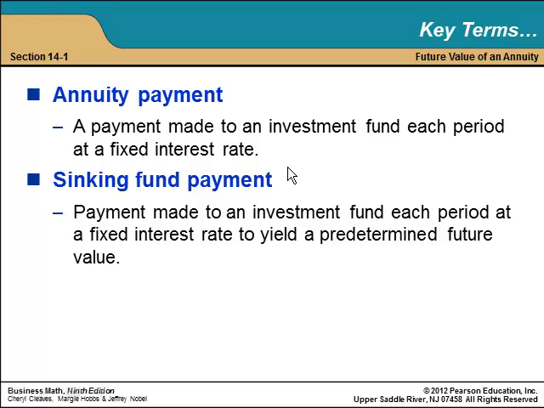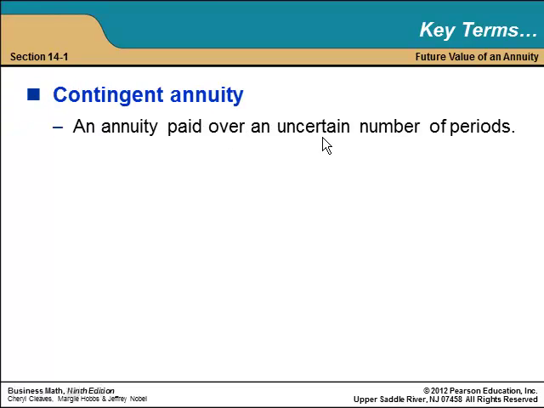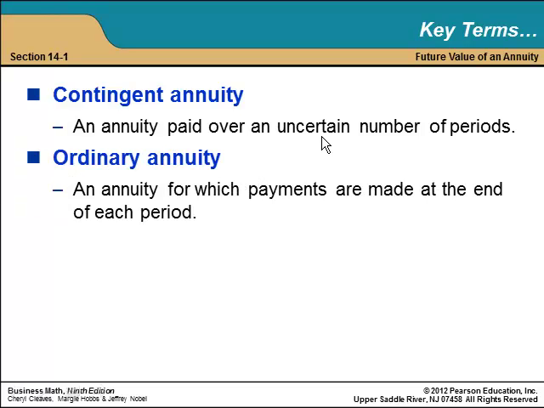A sinking fund payment is a payment made to an investment fund at each period at a fixed rate for a predetermined future value. So with an annuity, you don't know how much you're going to end up with, but with a sinking fund, you do. An annuity certain is paid back over a certain number of periods. An annuity certain is not like Social Security because you don't know how long you're going to live. An annuity certain would be like, for instance, if you won the lottery and they said, we'll pay you over 20 years. A contingent annuity is like a retirement account because it pays as long as you're alive.